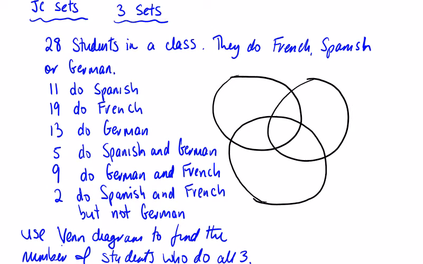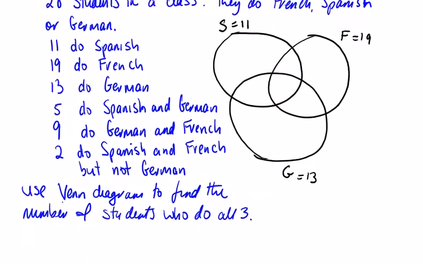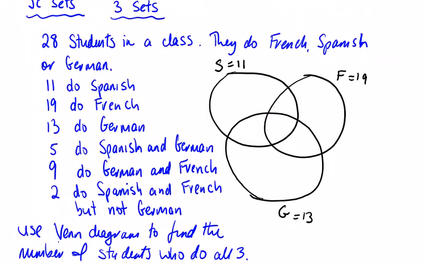So we've got Spanish, French and German. Spanish is 11, French is 19, and German is 13. And we're given some information here about the intersections, and then we're asked to use a Venn diagram to find out the number who do all 3. So we know that's our unknown, so let's call that one X.